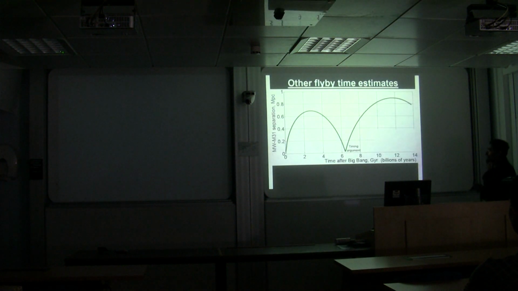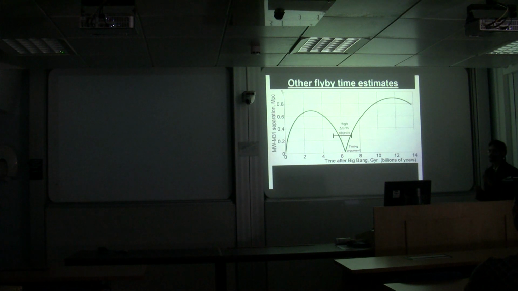Now, if you try and actually calculate the Milky Way and Andromeda trajectory in reverse, then you would get something looking like this, which is to say a flyby somewhere around here. Actually, this is a high estimate for when the flyby was. It will probably be in that range.